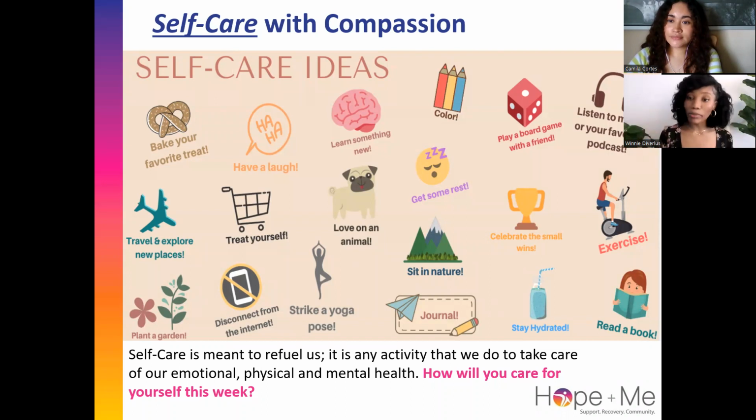Traveling and exploring new places. Again, not accessible to everybody, but in the event that it isn't, there are different parts of your neighborhoods that you could perhaps explore, and you could find something new or something enticing to you.